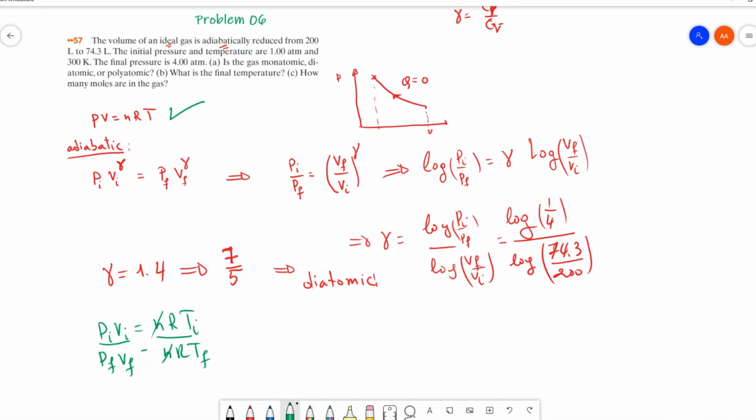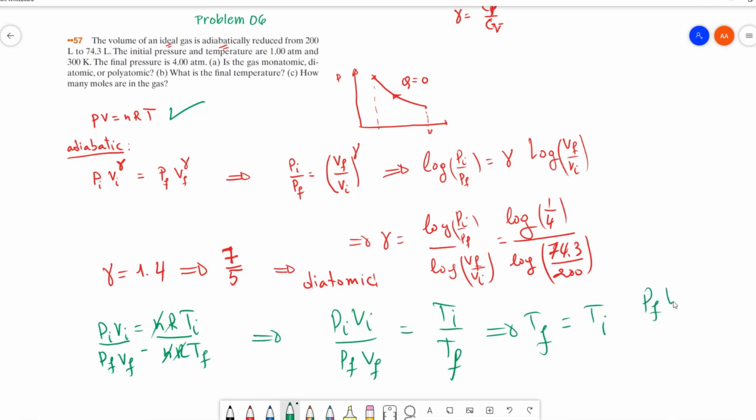And I simplify. N will simplify, R will simplify. So this will give me P initial V initial over P final V final is equal to T initial over T final. And from here you can deduce T final easily. It's just math. It's the T initial and P V final over P initial V initial. I think, is it correct?